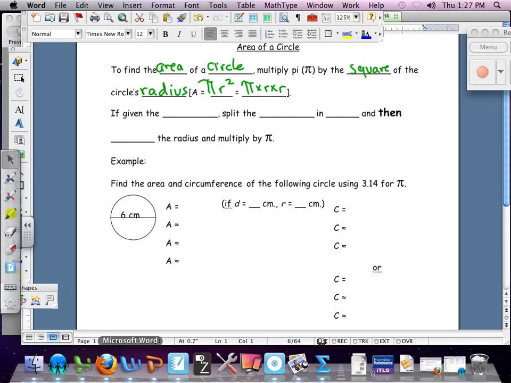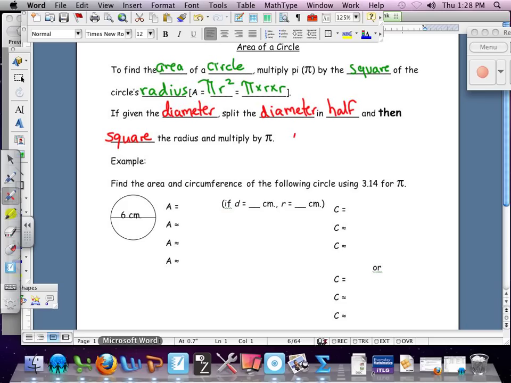All right, back over to here. If given the diameter, this is where I mess up all the time. I'm like, okay, I'm going to do pi r squared. They give me the diameter, and I accidentally plug that in. So if given the diameter, don't forget to split the diameter in half. And then square the radius and multiply by pi.